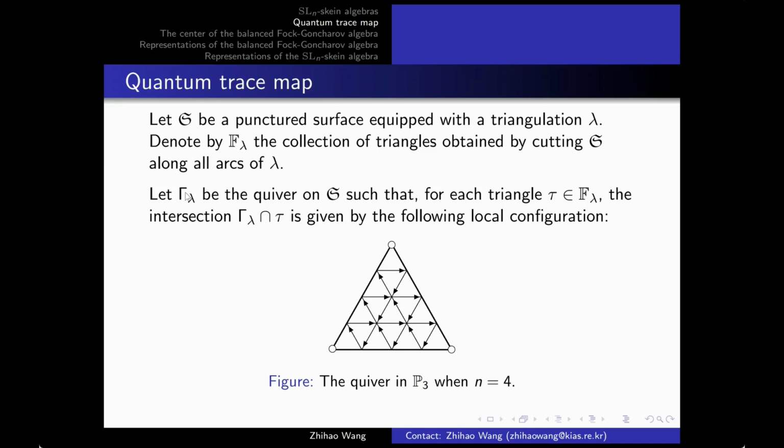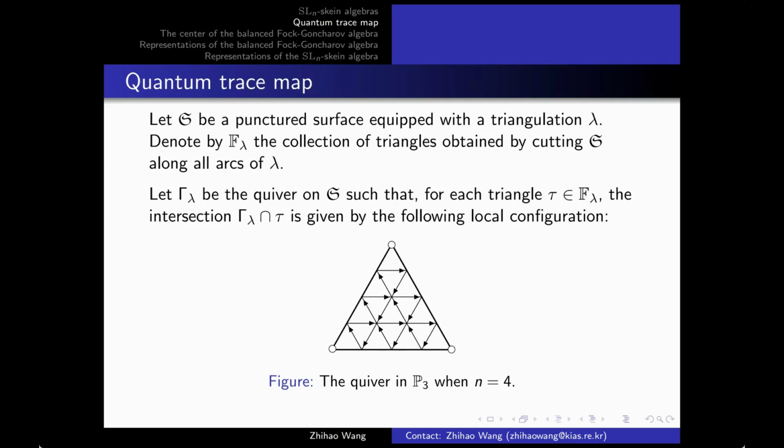Another way to understand this quiver is that for every triangle we have this picture, because we can glue the triangles to get the surface S. Then you just glue all the quivers together, such that all the vertices of the quivers match together. Then you will get a big quiver, and this quiver is on S. Any questions with this quiver?